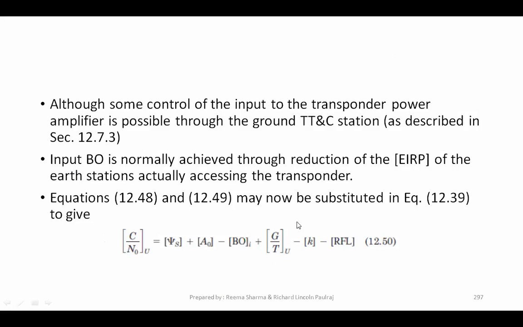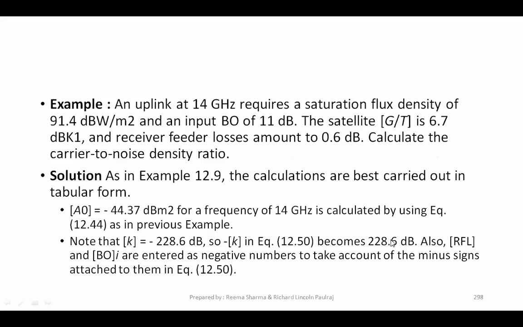So consider this equation, where you have your surface level flux, your back off, your G by T, your RFLs, many such factors. Let's take an example, and we will add a back off of about 11 dB to a flux density of about 91.4, and then we will calculate with consideration of a feeder loss of 0.6, and we will calculate C by N. Here we see that in the previous example we found that A naught is minus 44.37. It is actually connecting to the previous example, the same thing, just that we have added a few more values here, back off and other values. So just go through this.